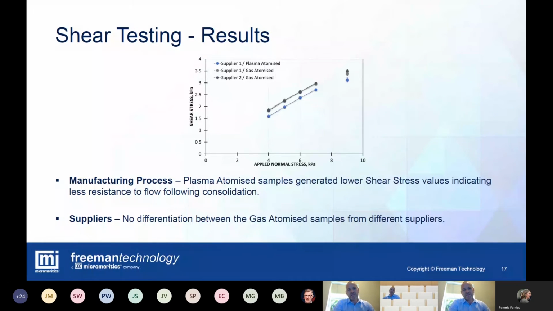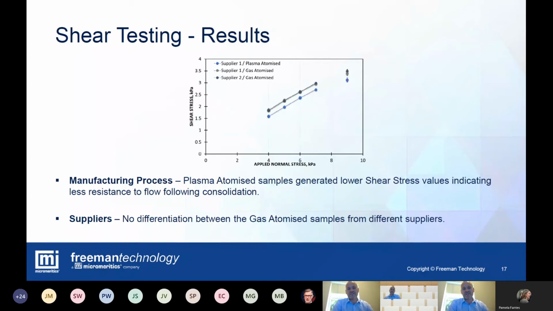You can see that the plasma atomized sample shown in blue is slightly differentiated. It generates a lower shear stress, so it's likely to exhibit improved flow in those kind of dispensing applications. That's to be expected because the plasma is more uniform, it's typically more spherical, so that transition to flow is easier. But the 2 gas samples are exactly the same. So we could go to either one of those suppliers in theory and get the same material. Hopefully one's offering a better deal than the other, and we can get the material we need for our process.